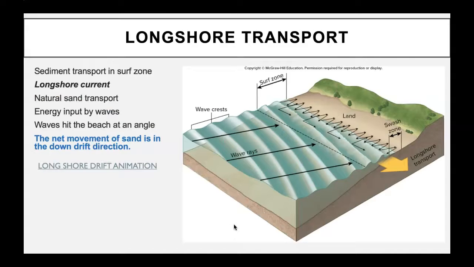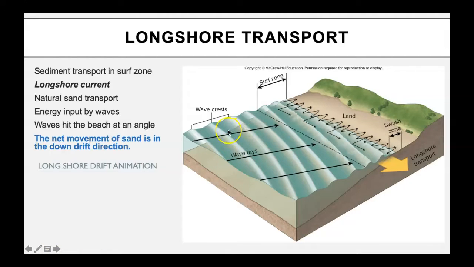The other way that sand moves is along the beach. This is called longshore transport. So it's transporting the sand within the surf zone down the beach in the direction that the wind is blowing. And the reason that is the case is the direction the waves hit the beach is dictated by the direction the wind is blowing. So in this diagram, those wave rays, those arrows coming in, imagine that's the wind.